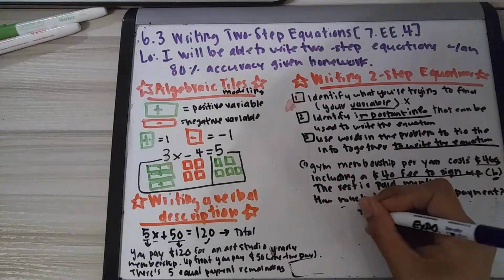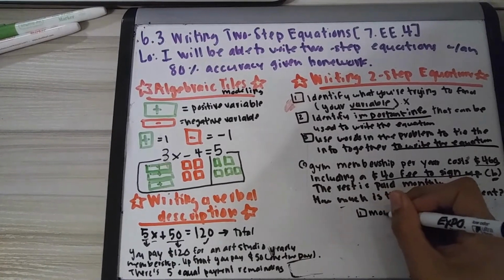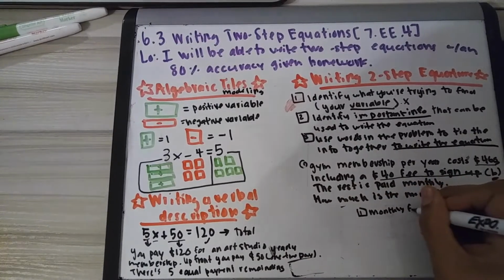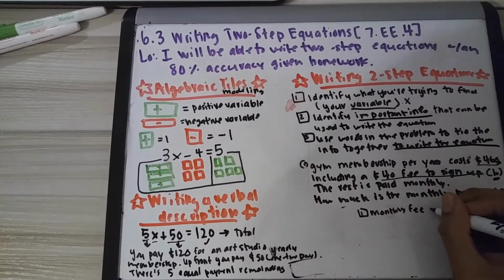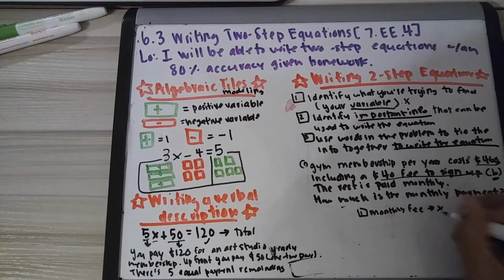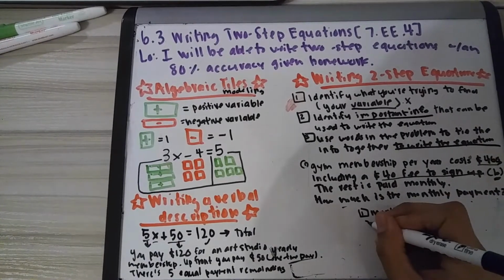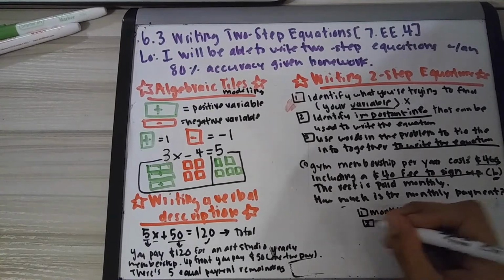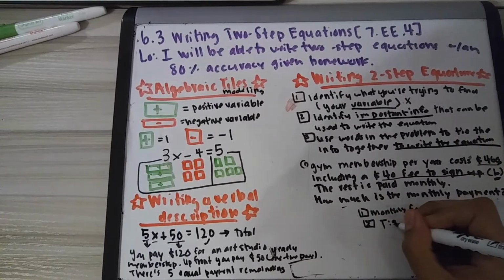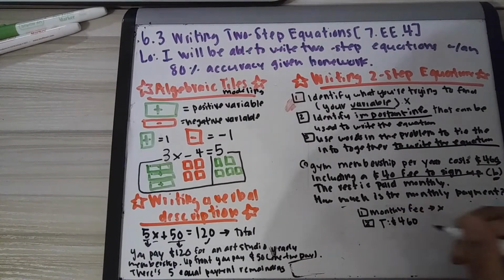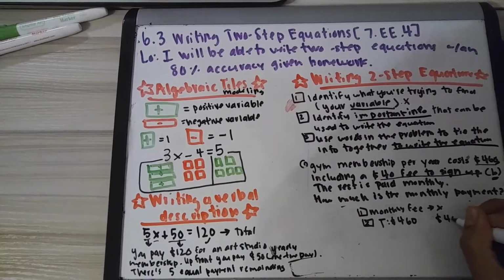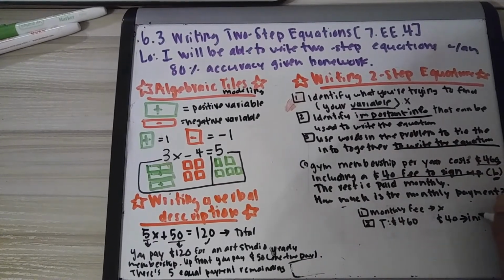Okay, so number 1, what am I looking for? I'm looking for the monthly fee. I can call it m or x, whatever you guys want to do. I'm going to call it x just because I like x. And then number 2 is, what information do I have? Well, I know the total is 460, and I also know that there's an initial fee of $40.